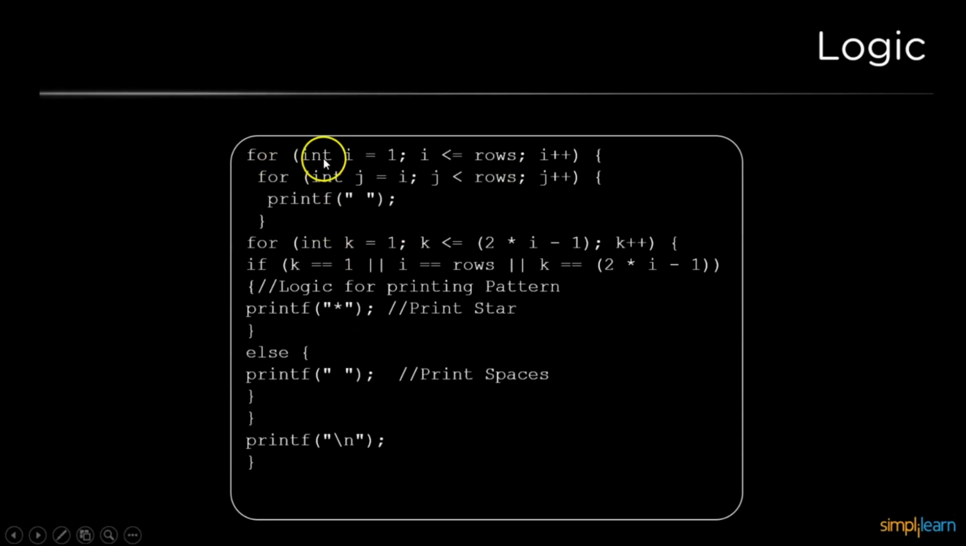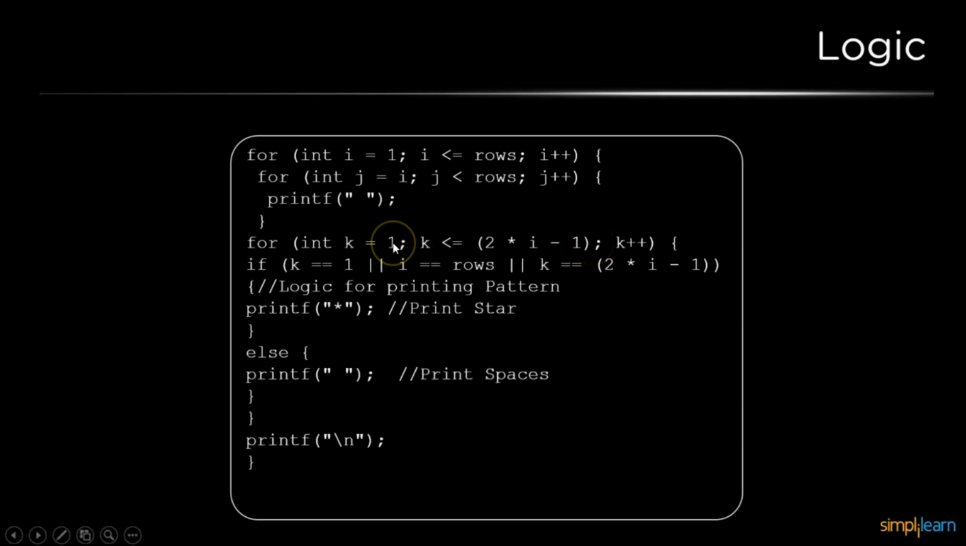So here we have counter variables i, j and k. First it checks the initial value of i is equal to 1, where 1 should be lesser than or equal to rows. So if the rows value is 5, then 1 is lesser than or equal to 5. Then if the condition is satisfied, it comes to the inner for loop where the j initial value is 1, so 1 must be lesser than rows. If this condition is satisfied, it will print the space. If it does not satisfy, it comes to the next for loop where the k value is 1. So 1 must be lesser than or equal to 2 into i minus 1.